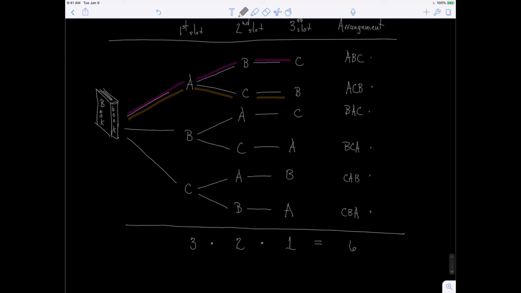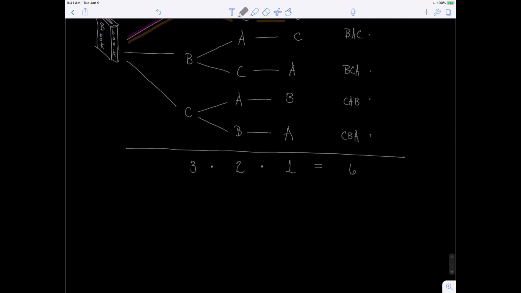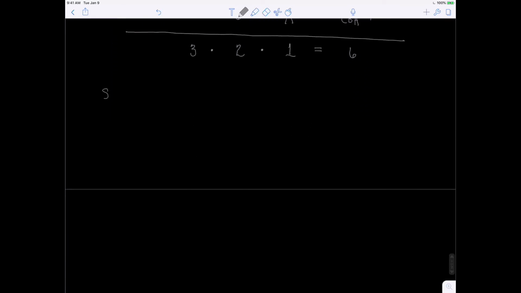And so now let's make this a little more interesting, a little bit more challenging. So now suppose we have 7 books on a shelf. And again, the question is, how many ways to organize 7 books on a shelf?